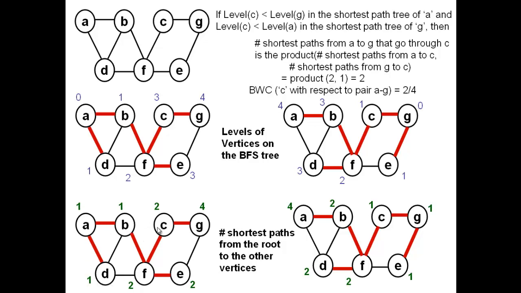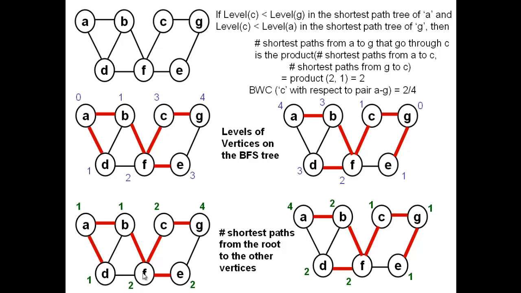There's one predecessor B, which has one shortest path from the root to B, and there's one predecessor D, which has one shortest path from the root to A. So the number of shortest paths from the root to F is going to be the sum of the number of shortest paths from the root to the predecessors. So it's going to be 1 plus 1, which is 2.